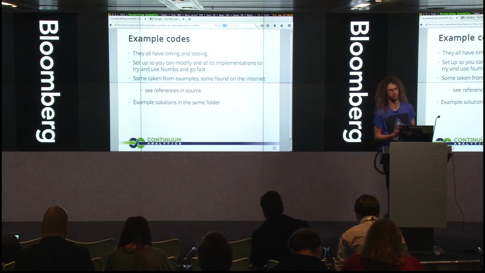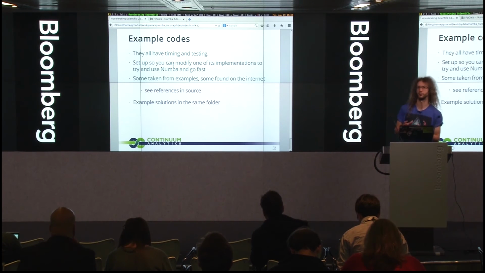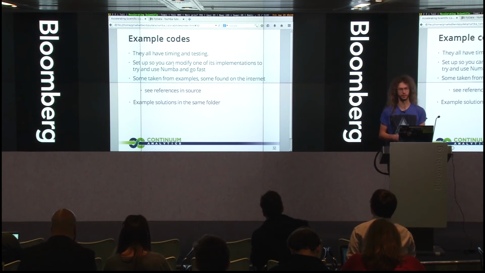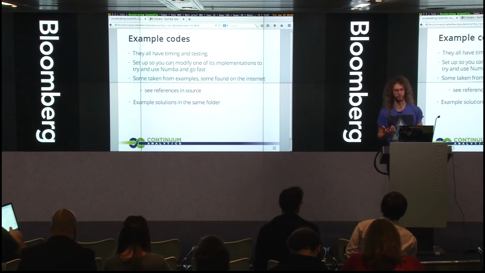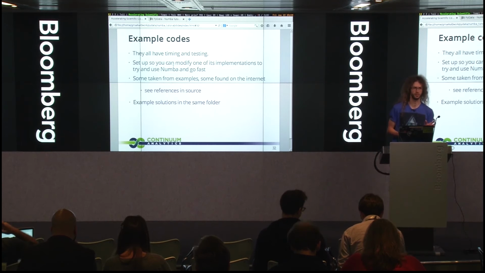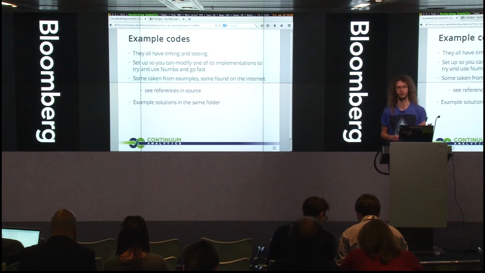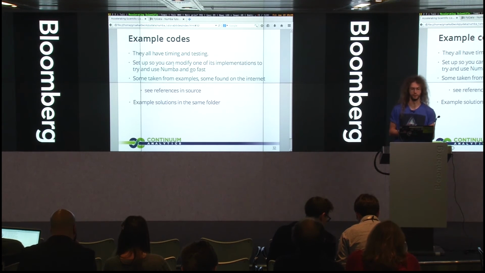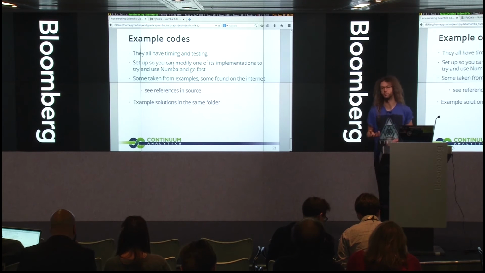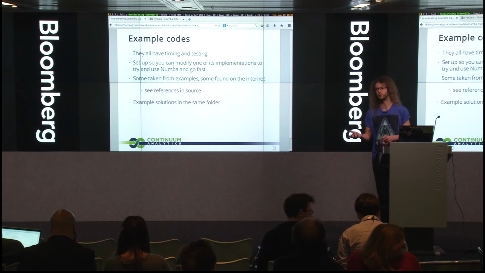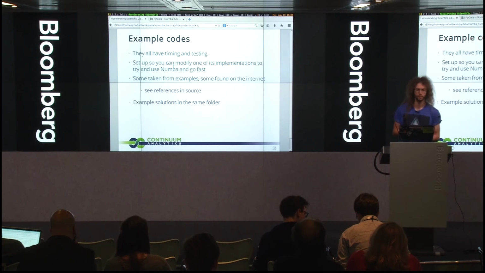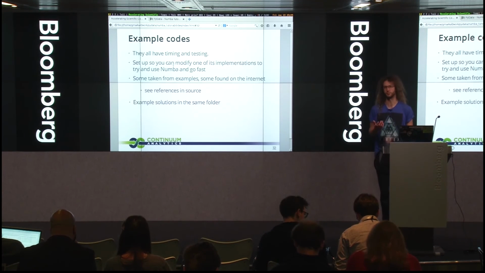For that, I had some example codes for you to have a go at optimizing with Numba, to try and use the JIT decorator to make them go fast. Each of those example codes in the examples folder has some timing and testing code, so that you can make changes and run it, and then see if you improve the performance, or it will tell you if any difference in the output has been introduced. Inside that same folder, there are some example solutions as well.